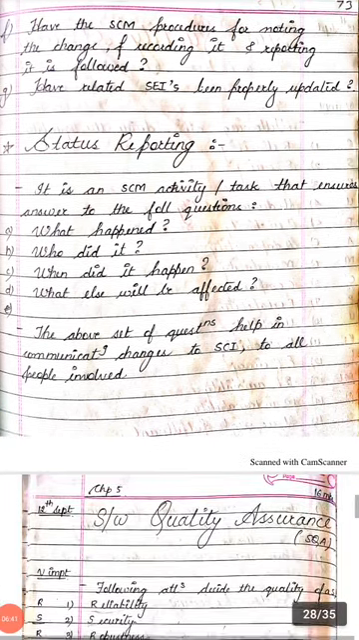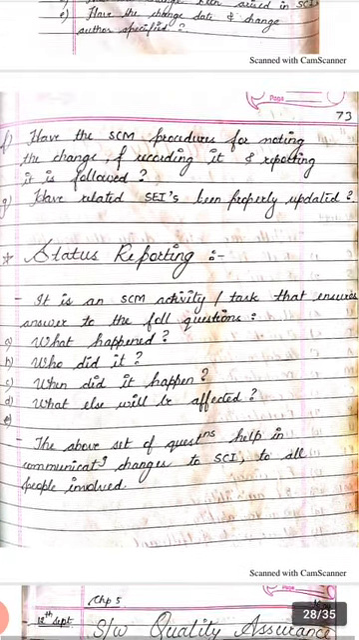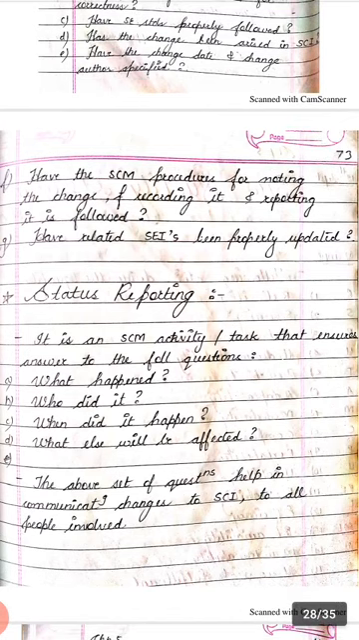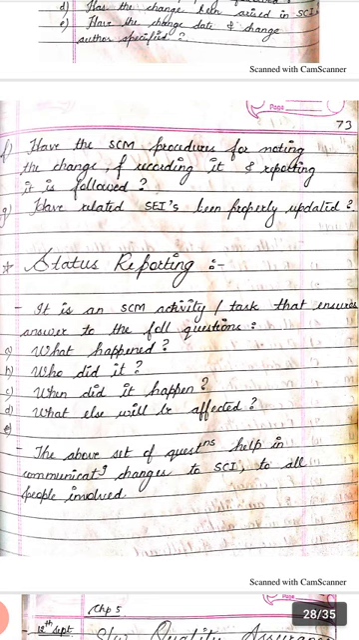Next is status reporting. It is an SCM activity, a task that ensures answers to the following questions. The questions are: what happened? Meaning what changes have happened? Who did it? Meaning who is the author, who is the initiator of this change? When did it happen? You must know the date and time.